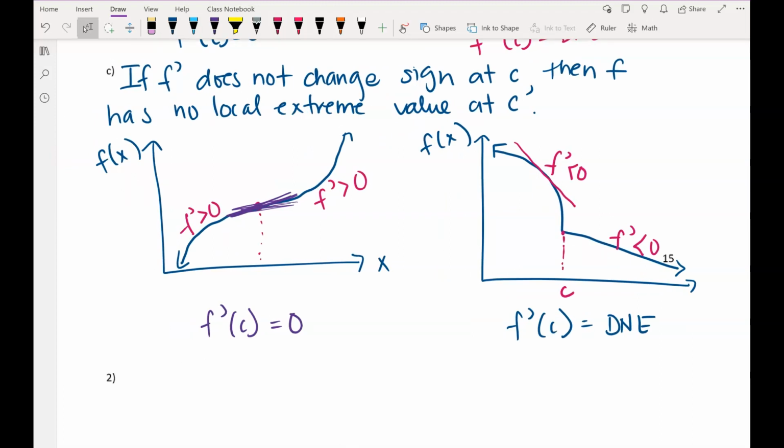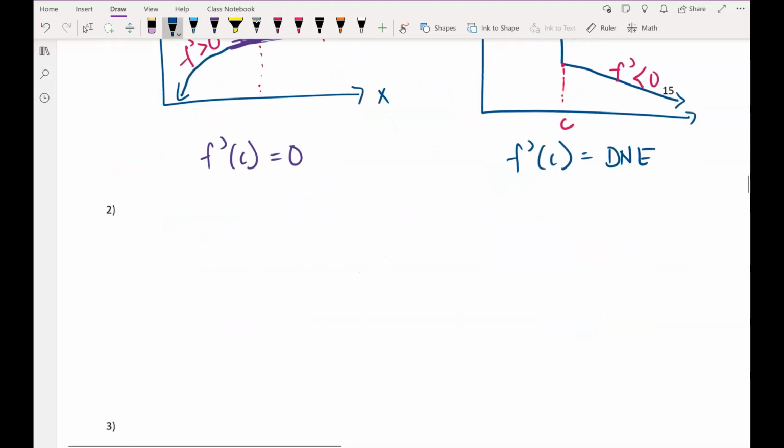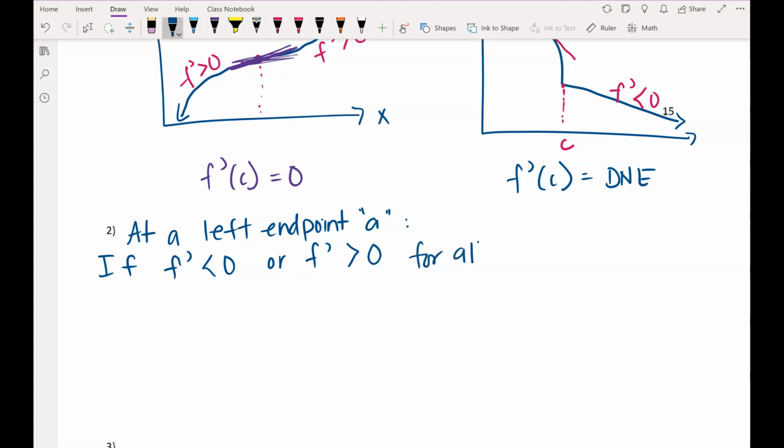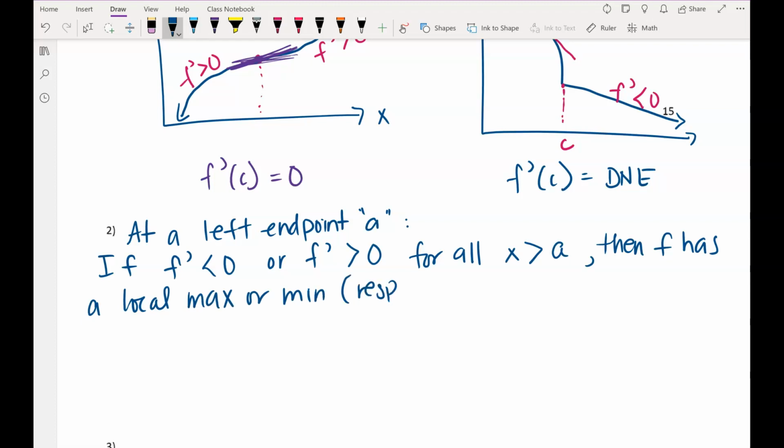Now on number 2, let's go over. At a left endpoint, let's call it A. If f prime is less than 0 or f prime is bigger than 0 for all x values that are bigger than a, then f has a local max or min, respectively, value at A. Okay, what do I mean by that?